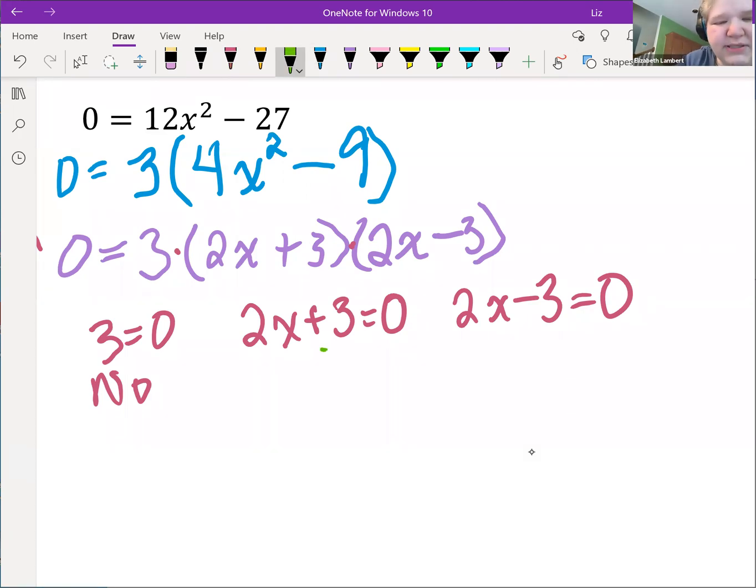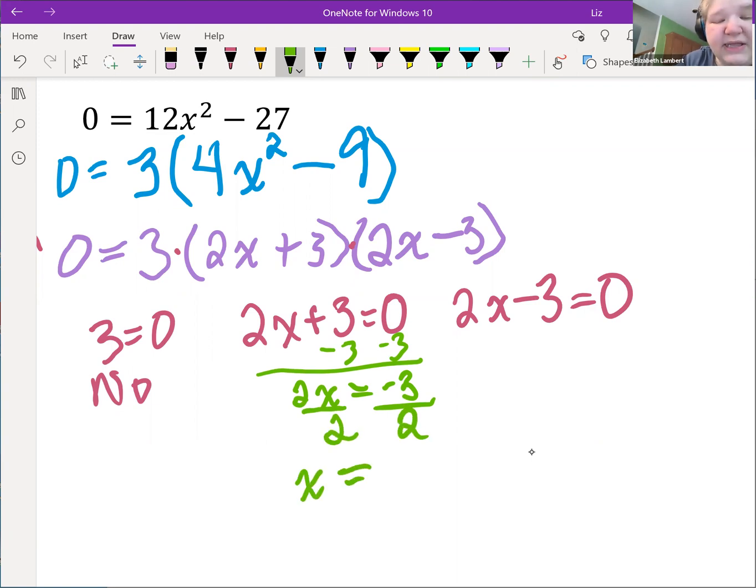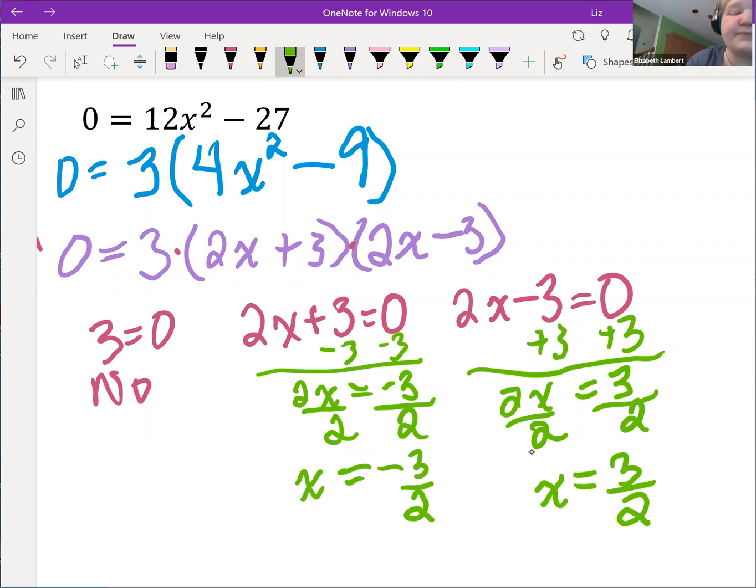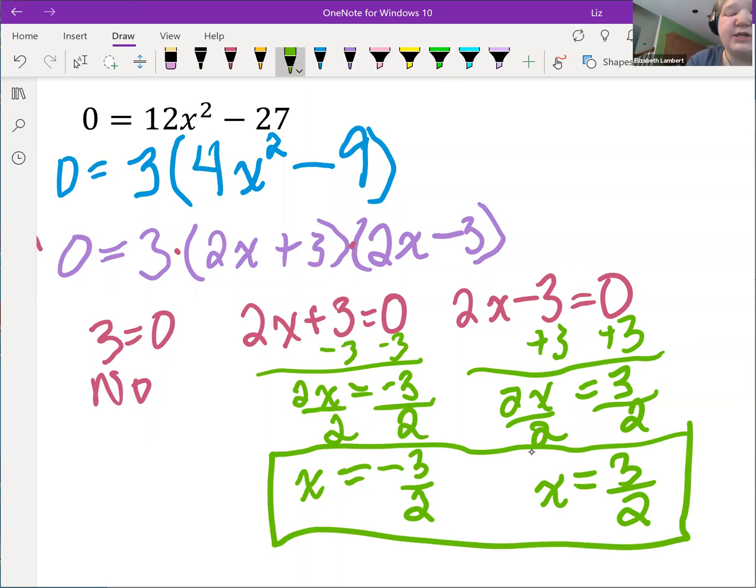All right, more of the same, minus the 3. 2x is -3, and divide by 2. And we get the lovely -3/2. And then same song, second verse, add the 3. And divide by the 2. So our solution is 3/2 and -3/2.